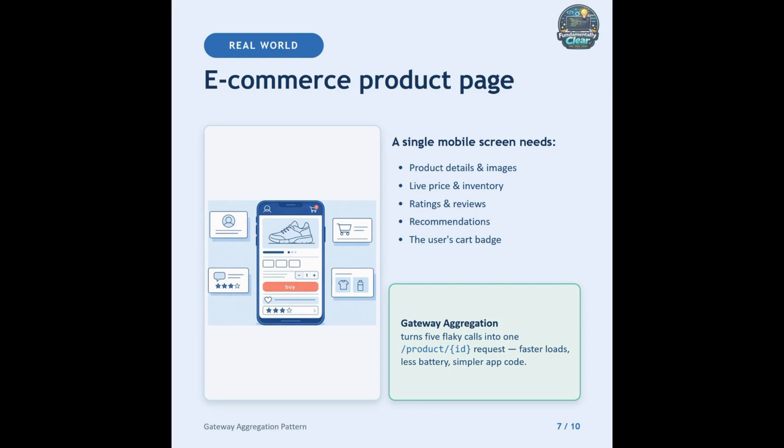Without aggregation, your app makes five network calls. On a 4G connection in a crowded area, that could mean 2 seconds of loading time and a user who bounces. With gateway aggregation, you expose a single endpoint. One call, the gateway handles the fan out. The app gets everything it needs in one shot. Faster loads, less battery consumption, and simpler app code. This is not theoretical. This is how product teams at scale actually build.